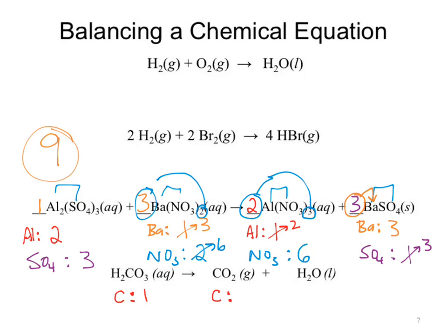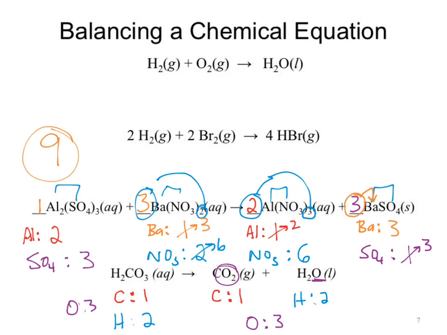Carbon on the other side. Hydrogen on the reactant side. Hydrogen on the product side. Oxygen on the reactant side. Oxygen on the product side. Why not 2? I only see 2 next to CO2. We have to count them in each of the individual things. We also have 1 in the water.